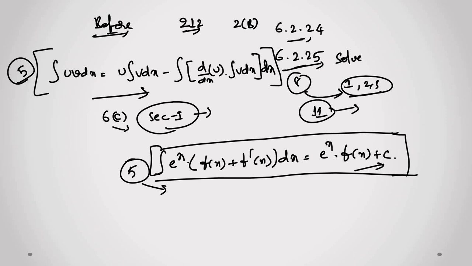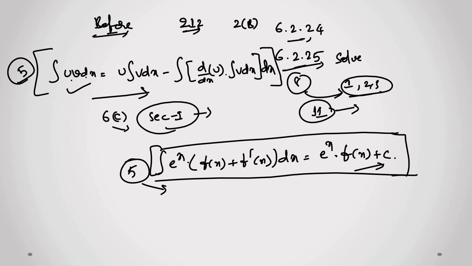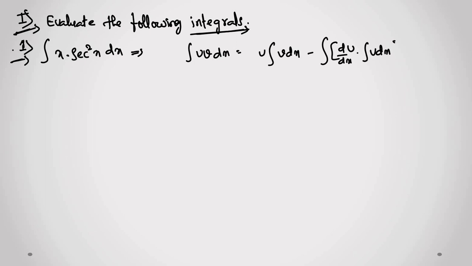Now we will start with the first question. In the first section, it asks us to evaluate the following integrals. The first question is integral of x into secant square x dx. I told you the formula we have to use to find this one: integral of uv dx is equal to u integral of v dx, minus integral of d by dx of u into integral of v dx, into dx. So we have to use this formula here.